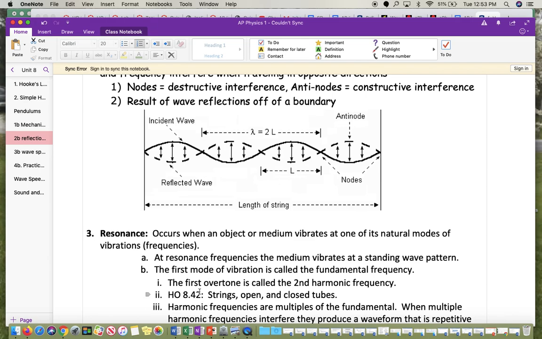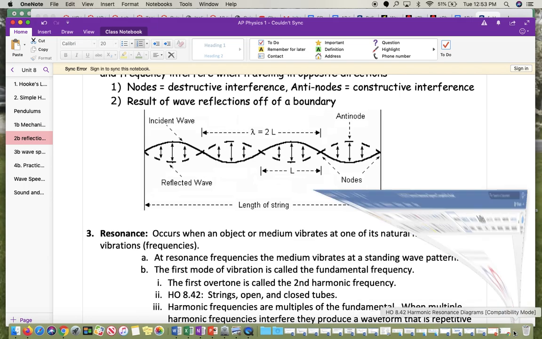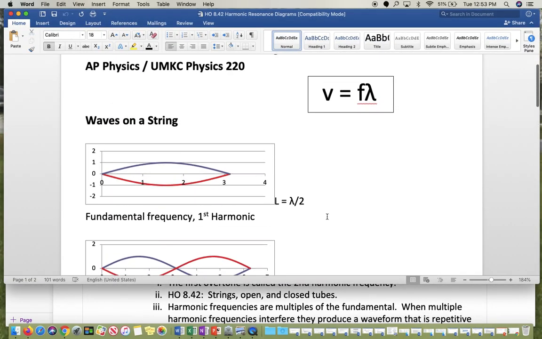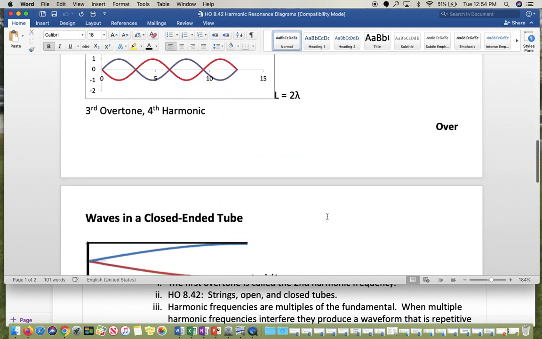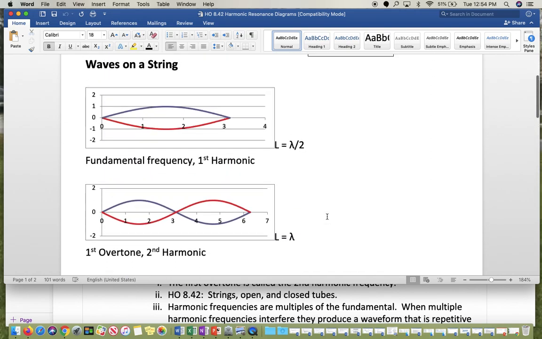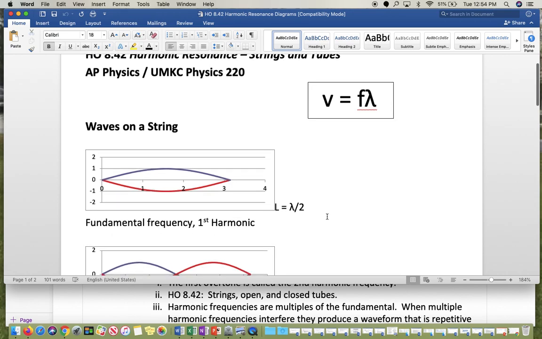Okay, so what I'm going to do is jump to handout 842. I have this posted on Canvas, so you guys have it. All right, so I'm just going to focus on the front page here. The back page is closed and open tubes. We'll get to that next week.